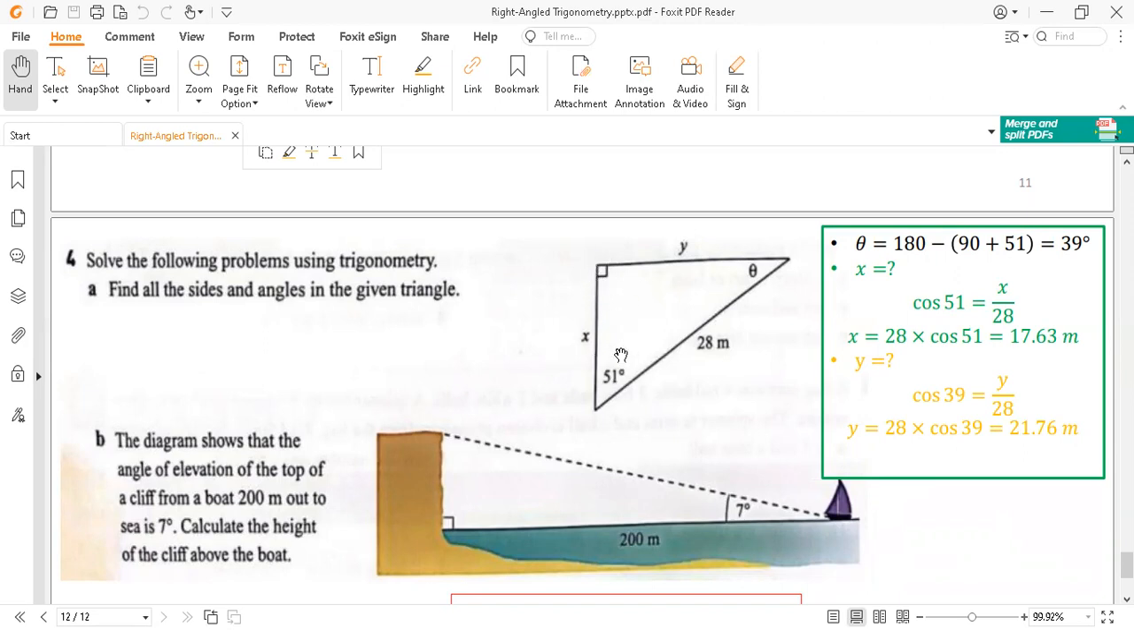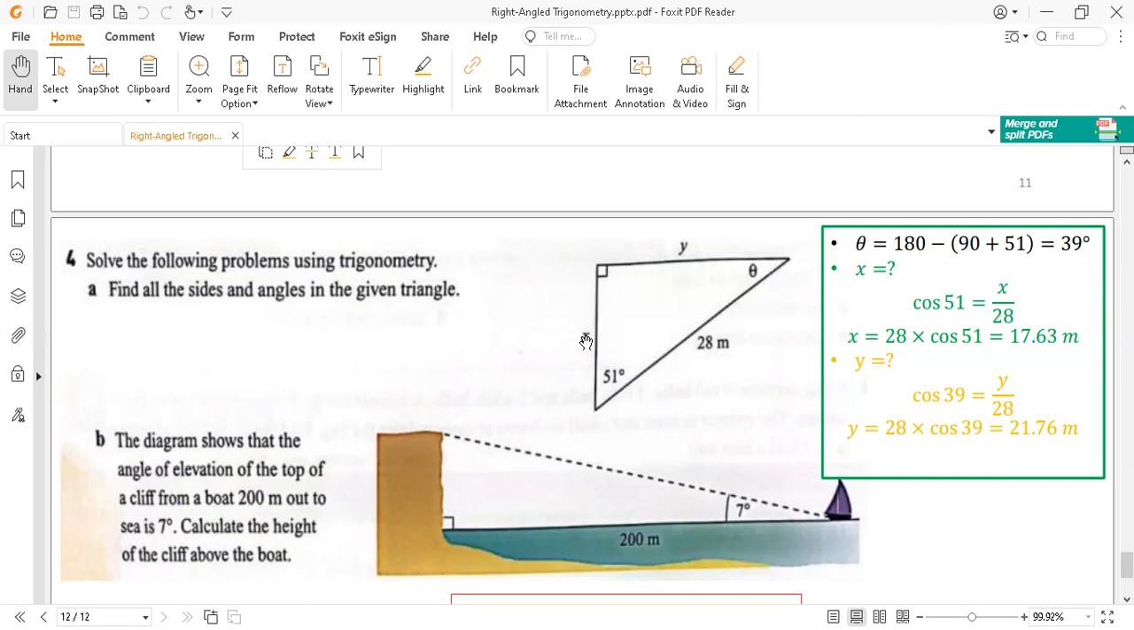51 degrees, and we should know that the sum of all angles in the same triangle equals 180. So normally theta is the remaining value from 180. We subtract the sum of 51 and 90 from 180 to obtain theta. So normally theta is 39 degrees. In this way, we have the three measures of the three angles here. Okay.